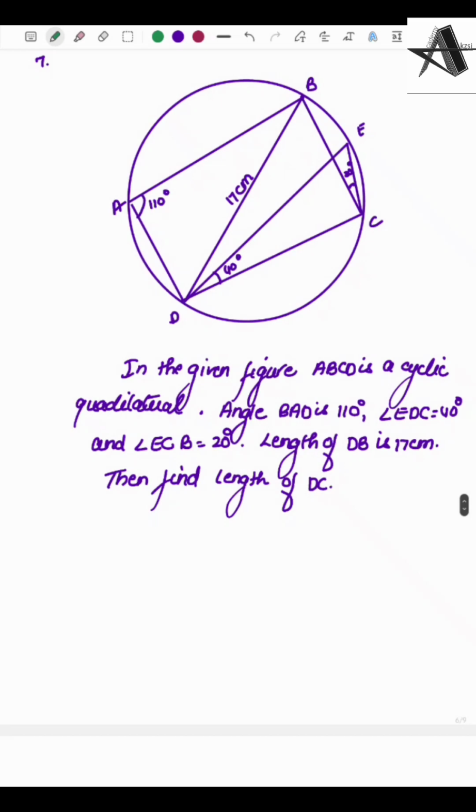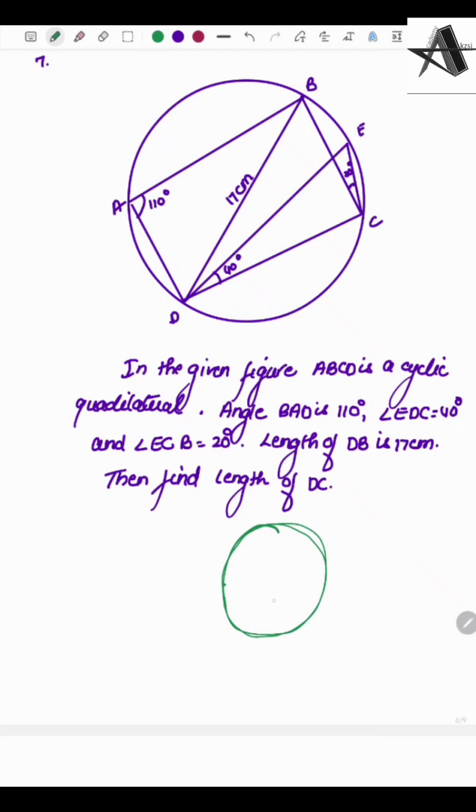The next question is also, definitely you can see, a circle. So obviously it will deal with the circle theorems and properties. Let me read the question. In the given figure, ABCD is a cyclic quadrilateral. A cyclic quadrilateral is a quadrilateral that is described in a circle and every vertex lies on the circumference of the circle. Though I will describe it in the circle theorem as well, I am describing it here as well.